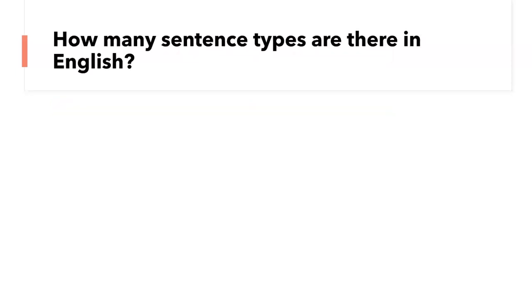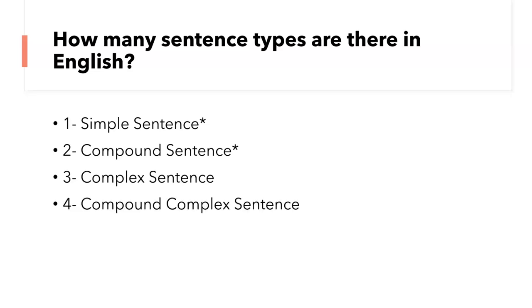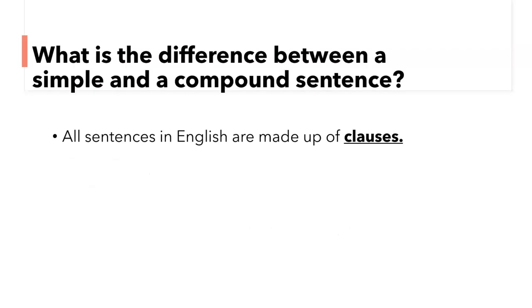And let's see how many sentence types we have in English. We have simple sentences, compound sentences, complex sentences, and compound complex sentences. But don't worry, we will only focus this term on simple and compound sentences because you need them to write your paragraph at the end of this term. So what is the difference between a simple and a compound sentence? All sentences in English are made up of clauses.